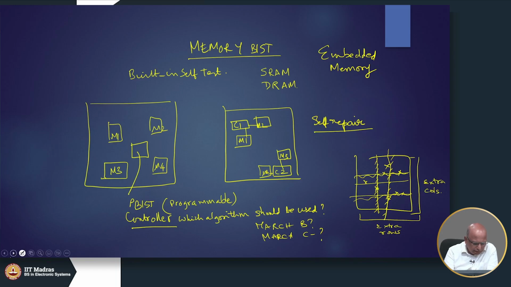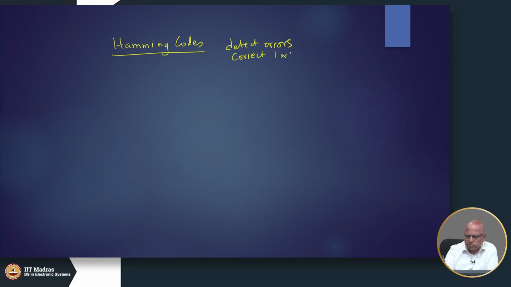There are other ways to handle memories. When there is a fault in the memory, people have used what are called Hamming codes, to detect errors and possibly correct one or more errors. So, these are based on parity.